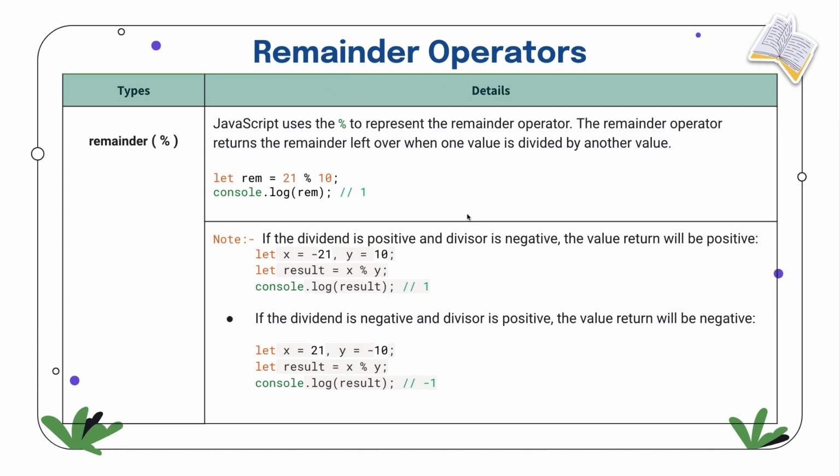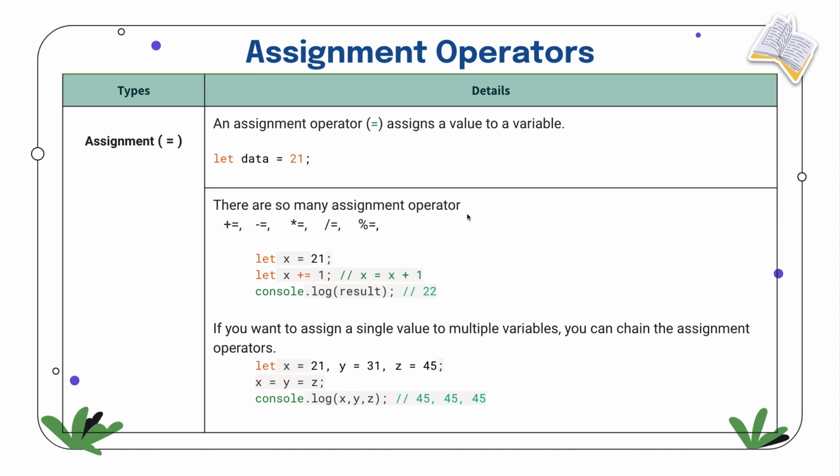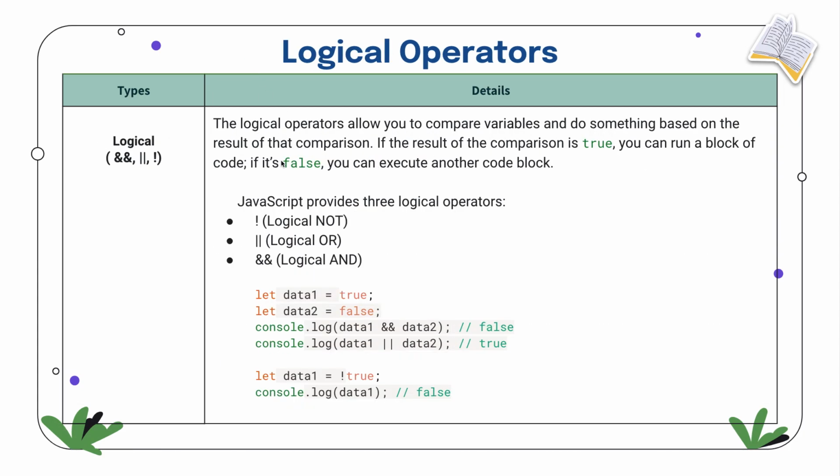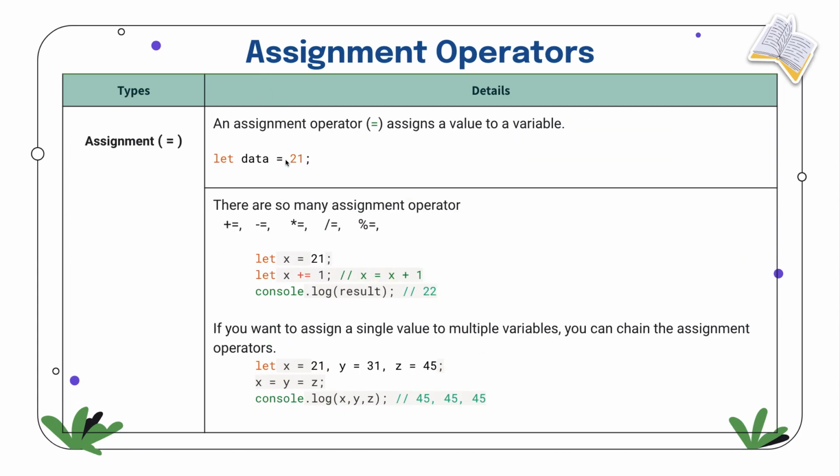Next we'll move on to the assignment operator. Basically, the assignment operator is denoted by the equal symbol, meaning assigning a value to a variable. When we are declaring a variable with an initial value, that time we use the equal symbol. So it's very simple. We can use the assignment operator to initialize or to override the value of any variable with a new value using the equal symbol. We have many assignment operators, like plus equal, minus equal, star equal, divide equal, percentage equal. It will work like this.